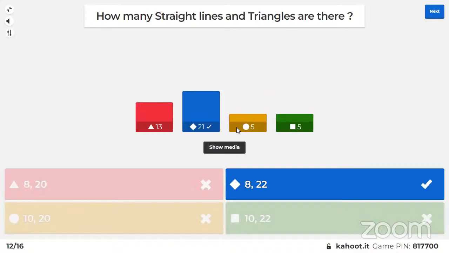So how many straight lines and triangles are there in the figure? 8 straight lines and 22 triangles.